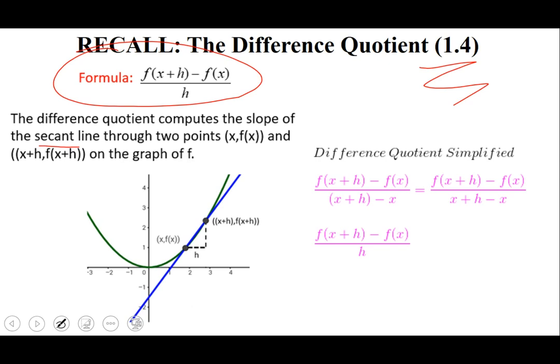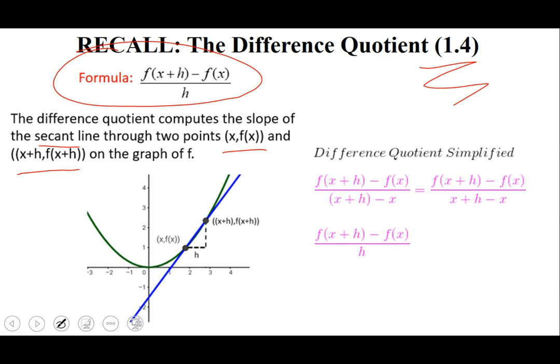Remember, secant line means it hits the function twice. Through 2 points, we're going to call the first point x, f of x, meaning you plug in some x and you get back some y, f of x. And then some second point, which is h units away. So the difference from x to x plus h is h. And the difference from f of x to f of x plus h is also h.